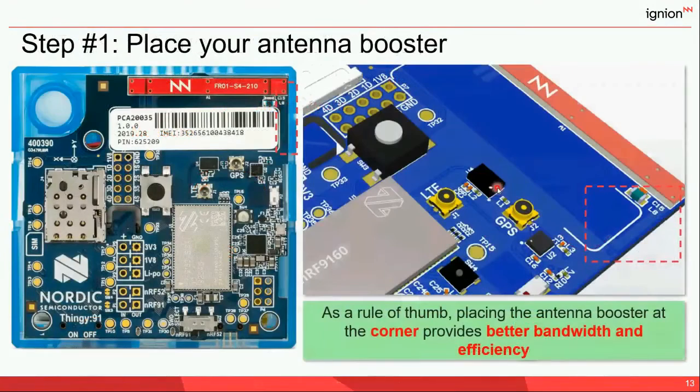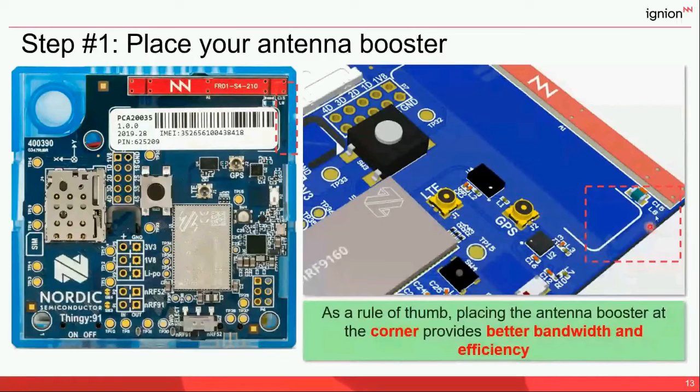Let's have some examples. In this case, you can see this is the Thingy 91, and in red we have the antenna booster, the Trio antenna booster. You can see that it's always at the corner of the ground plane. At least one of the layers of this multi-layer PCB is a continuous ground plane. You can see it a little bit better in this picture.